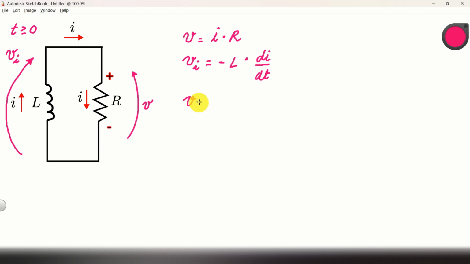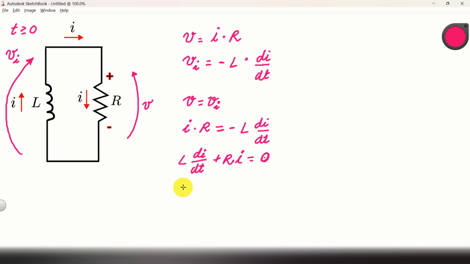Obviously, V should be equal to Vi, and consequently we have I multiplying R should be equal to minus L di dt. And consequently we obtain an ordinary differential equation describing the dynamics of this circuit. It looks like this. L di over dt plus R multiplying I should be equal to 0. And that's it. The same differential equation can be obtained by using the Kirchhoff law.